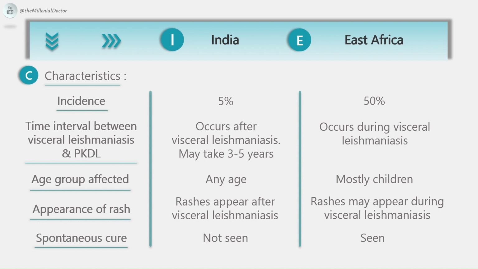Then age group affected. In India, it may occur at any age. In East Africa, it is seen mostly in children. Then appearance of rash. In Indian cases, rashes appear after visceral leishmaniasis. In East African cases, rashes may appear during visceral leishmaniasis. Then spontaneous cure. In Indian cases, it is not seen, whereas in East African cases, spontaneous cure occurs.